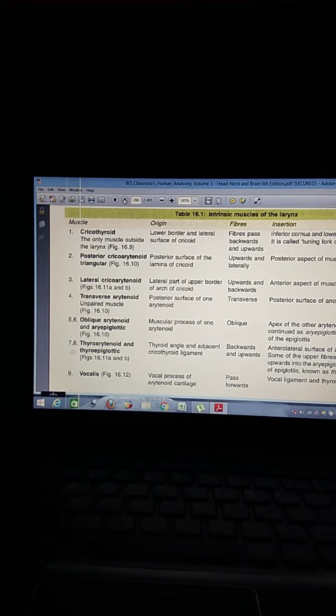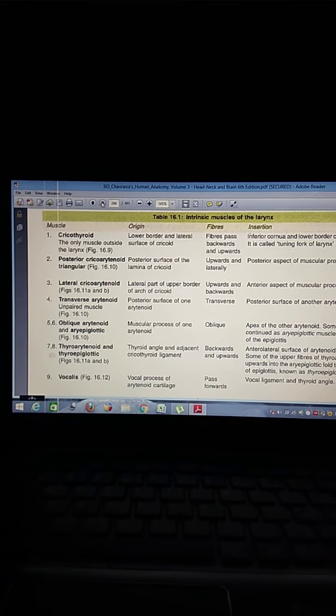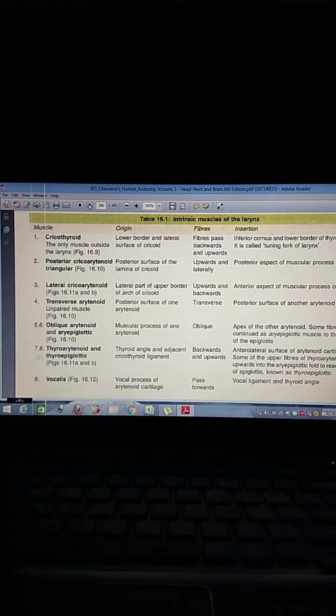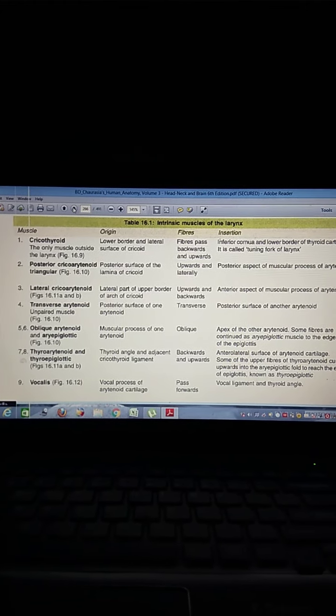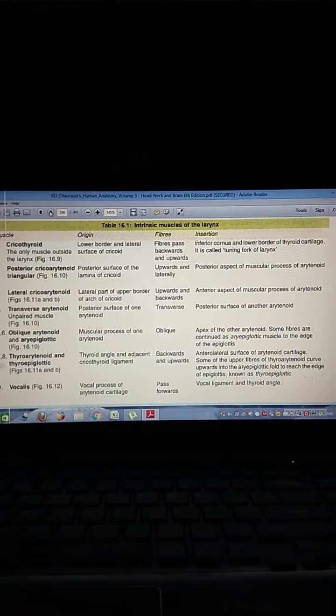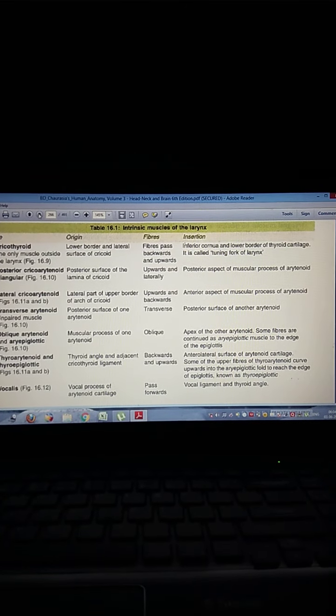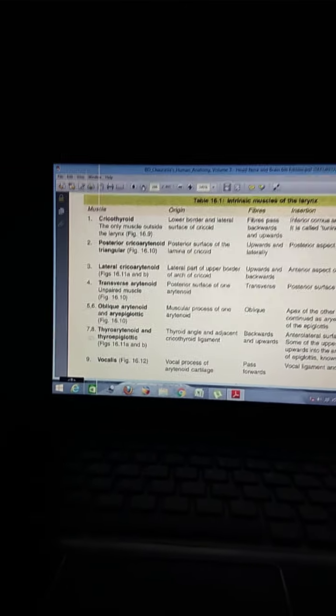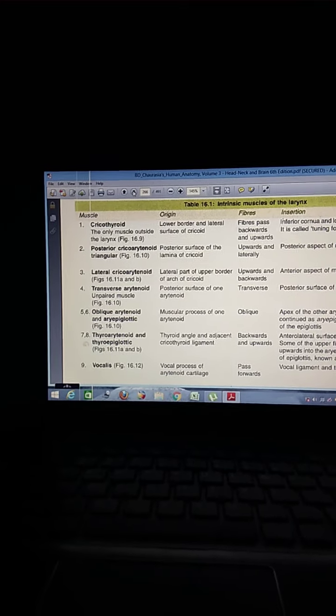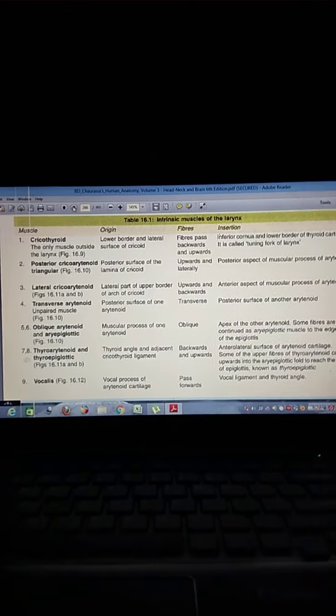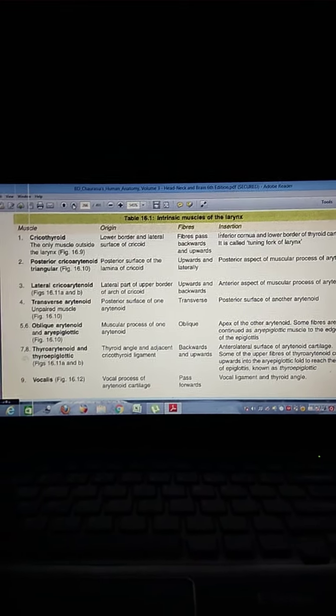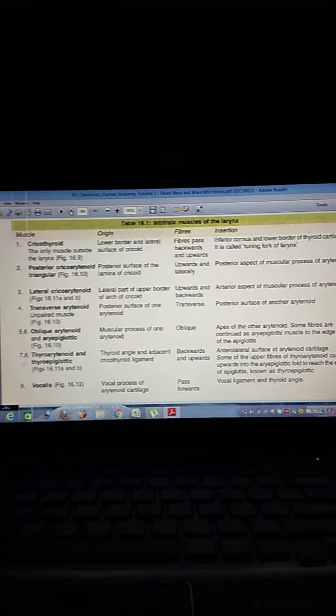Lateral cricoarytenoid muscles. Origin: lateral part of the upper border of the arch of the cricoid, and its fibers pass upwards and backwards. Insertion: anterior aspect of the muscular process of the arytenoids. Now, the fourth one is the transverse arytenoid, an unpaired muscle. Origin: posterior surface of one arytenoid, and its fibers run transversely. Insertion: posterior surface of the other arytenoid.